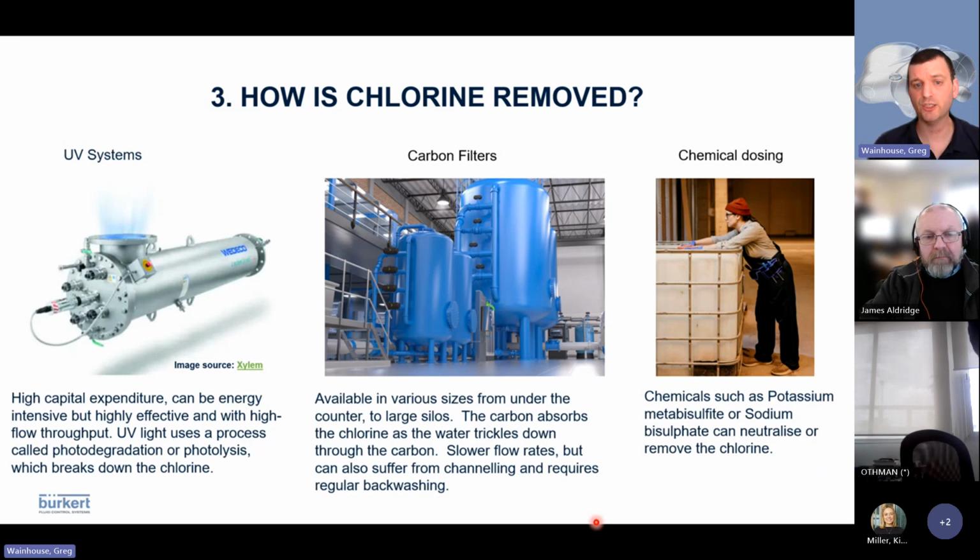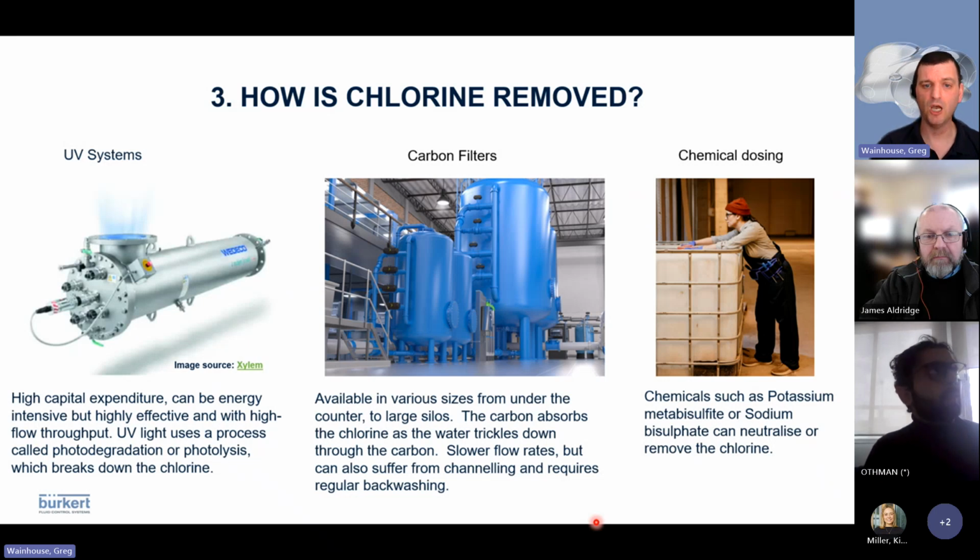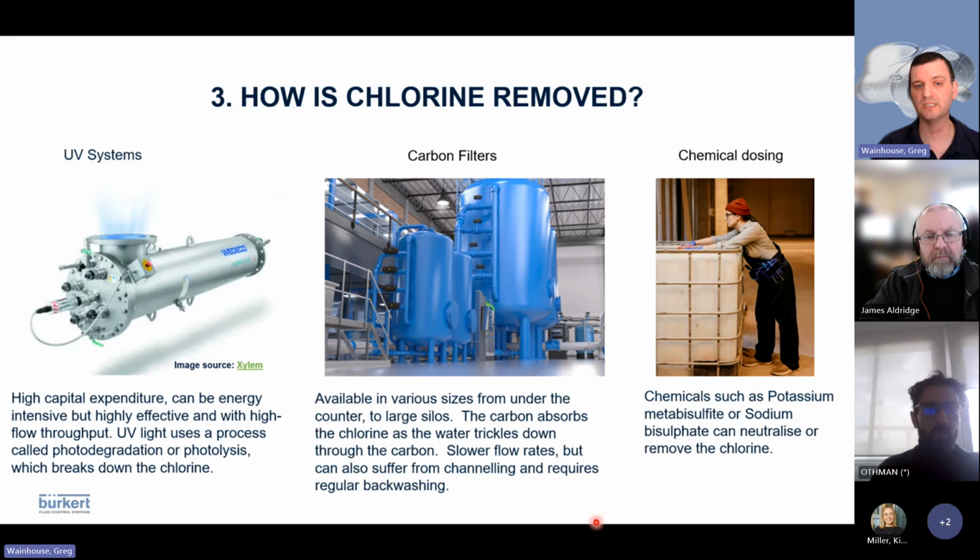We also see things like carbon filters. They are available in various different sizes, from under-the-counter applications right through to very, very large silos. They come on the back of trucks and are offloaded, and then the water supply is connected up. Now here in the carbon filters, the carbon absorbs the chlorine as the water trickles down through it. You do typically tend to see slower flow rates.